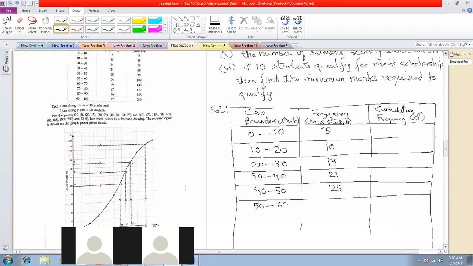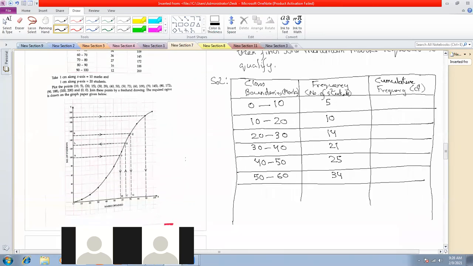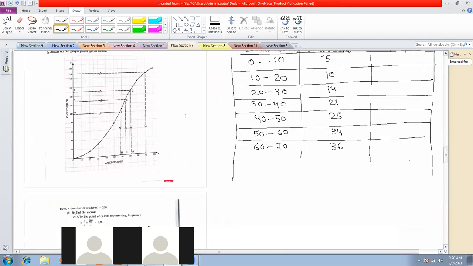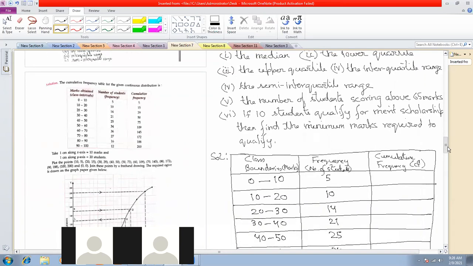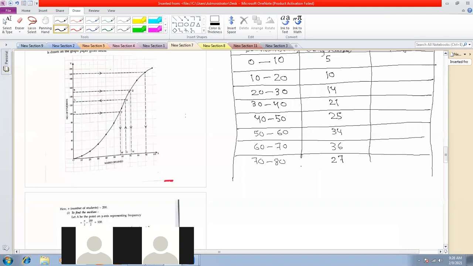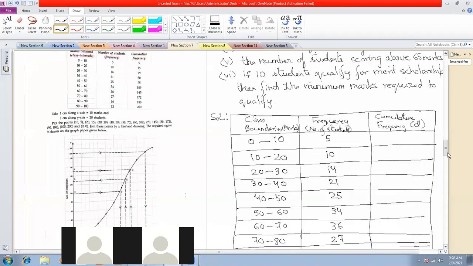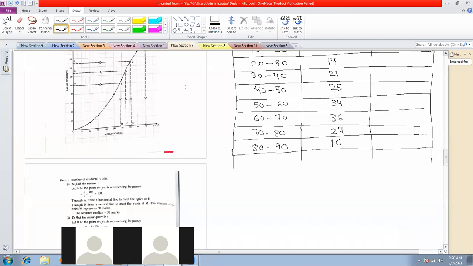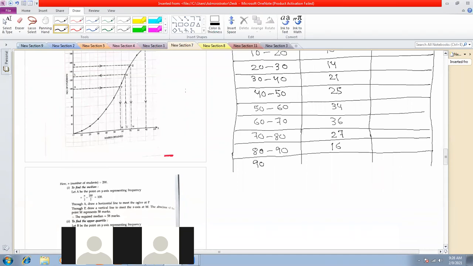50 to 60, frequency is given to be 34; 60 to 70, frequency is given to be 36; 70 to 80, frequency is given to be 27; 80 to 90, frequency is given to be 16; and finally you have 90 to 100, frequency is 12. Okay, that's it.